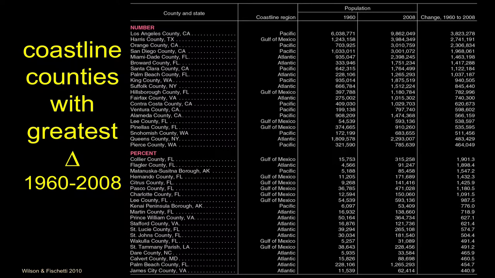Any other observations? Oh, sorry. I'm Matt. So with the raw change in people, these are just big cities getting bigger. This could be explained by birth rates. Sure. But with percent change, these are tiny counties exploding, which almost certainly cannot be explained by birth rates. That's right.